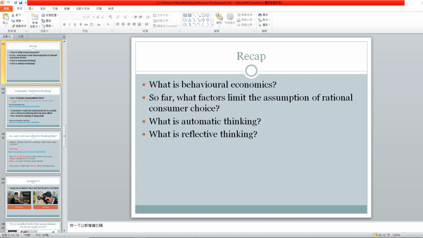Okay, then, Marco, can you explain it? Yeah, the question is, how do you explain the marshmallow test if you use what you have learned about automatic and reflective thinking?